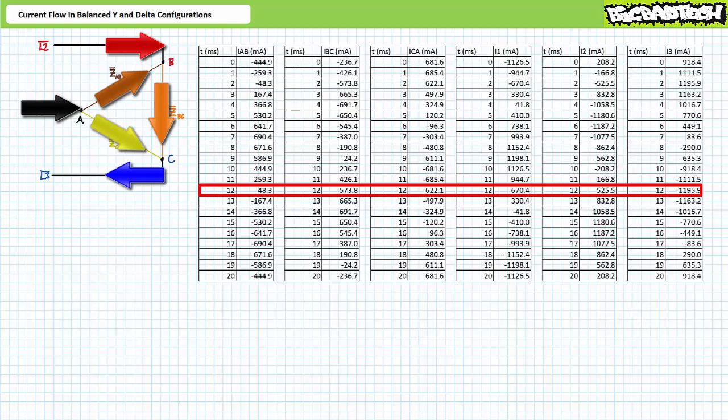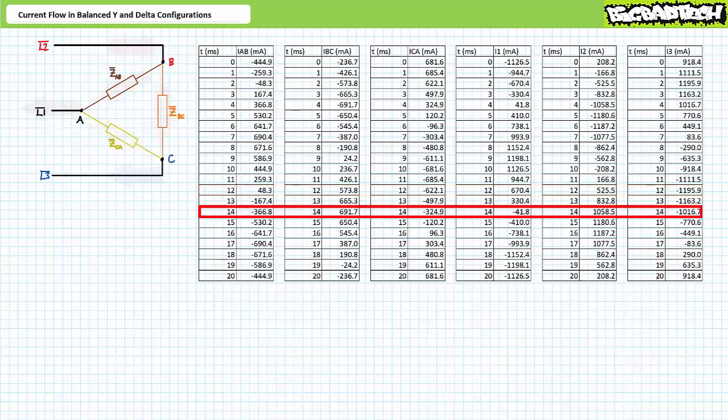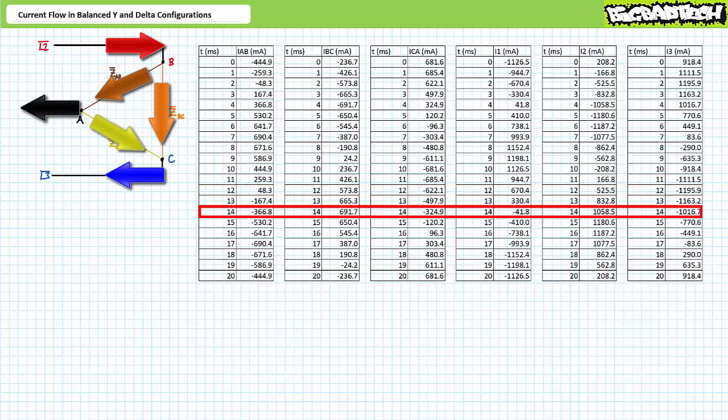670 milliamperes of current enters node A, 525.5 milliamperes of current enters node B, and 1,195.9 milliamperes leaves node C. At t equals 14 milliseconds, 366.8 milliamperes of current travels B to A, 691.7 milliamperes of current travels B to C, and 324.9 milliamperes of current travels A to C.